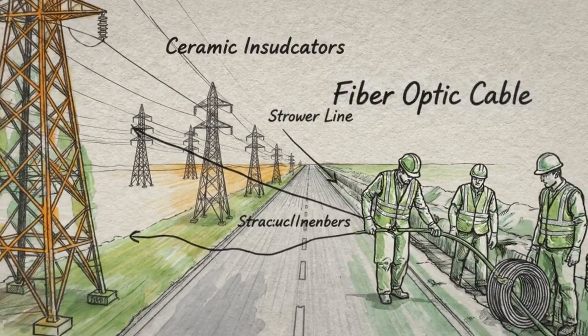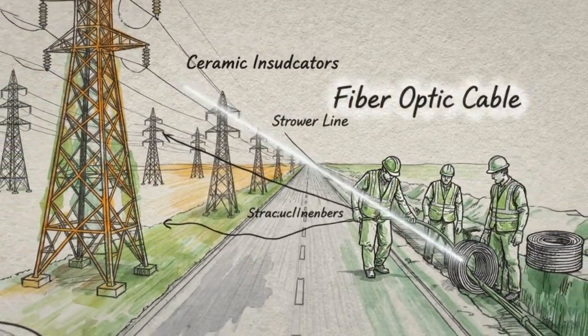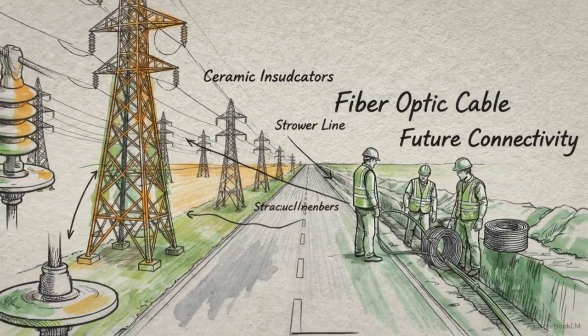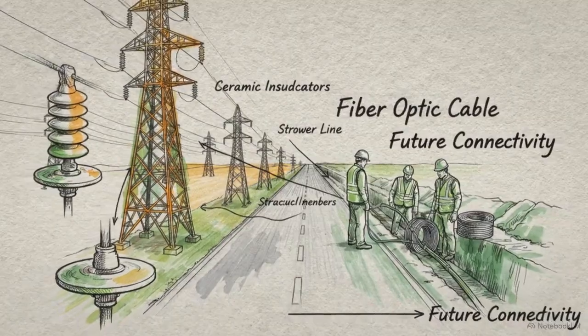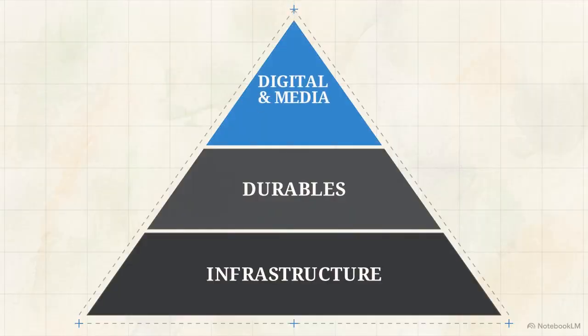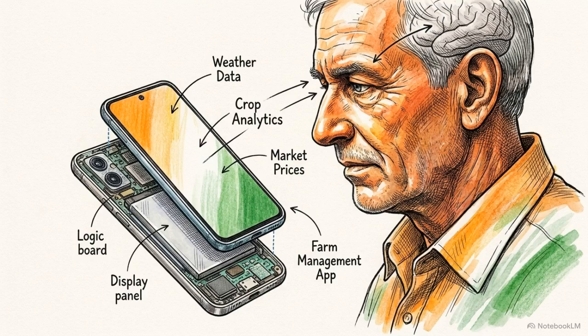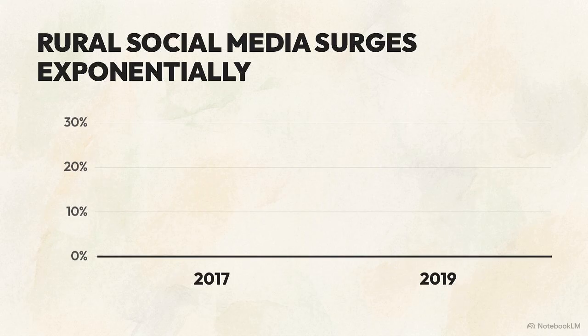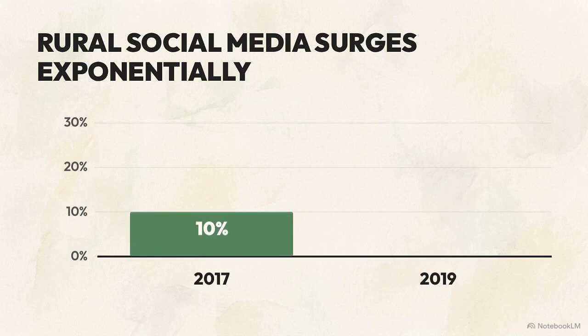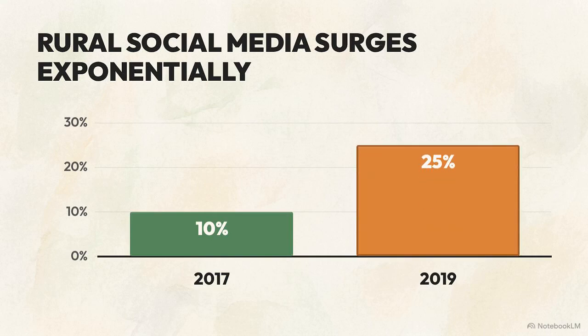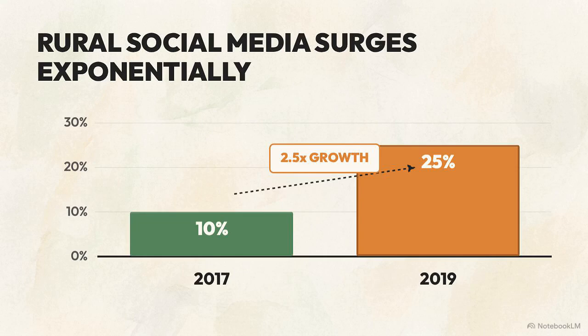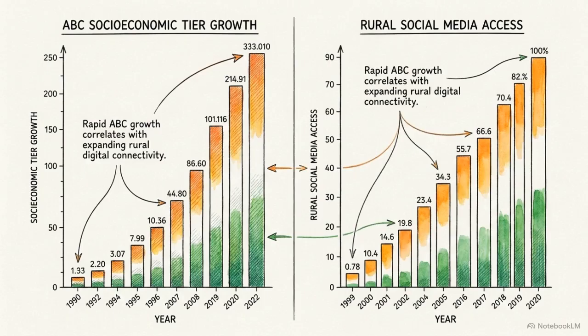Physical durables and a steady power supply serve as the mandatory hardware platforms. They set the stage for the final phase of consumer evolution: connectivity. This brings us to the highest tier of our consumer model. The primary digital gateway for this population is the smartphone, and its penetration across the country has been immense. Because physical logistics were secured at the infrastructure layer, platform adoption could scale exponentially, untethered by physical limits. This chart highlights rural social media access, which more than doubled from 10% to 25% in just 24 months. When you map this digital access against the socioeconomic data, the growth in connectivity mirrors the massive expansion of the ABC demographic we saw earlier.